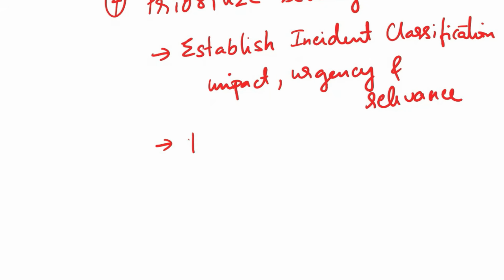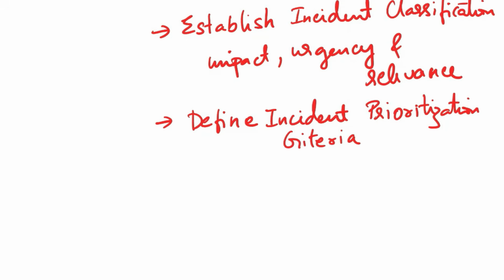Next is to define incident prioritization criteria. That is, develop clear and documented criteria for prioritizing incidents. Factors like impact, urgency, relevance, context, and regulatory and legal requirements are considered here.